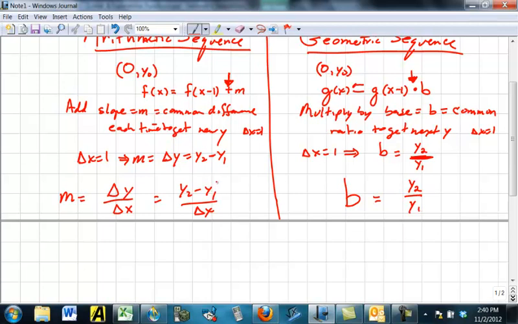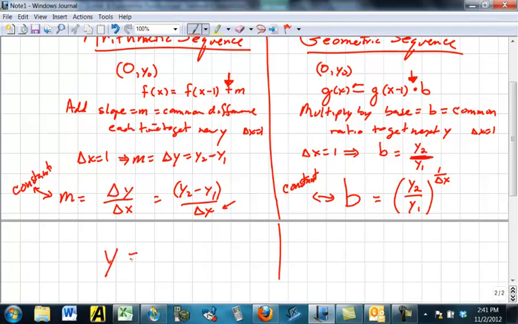Okay, well, just like we subtracted y2 minus y1 over here, we're going to divide y2 by y1. Over here we divide by delta x, so over here we need a delta x root, or 1 over delta x power. So this is in general. So this slope is constant if and only if it is arithmetic. And this base is constant if and only if it is geometric. And so the basic formula then becomes y equals mx plus y0.